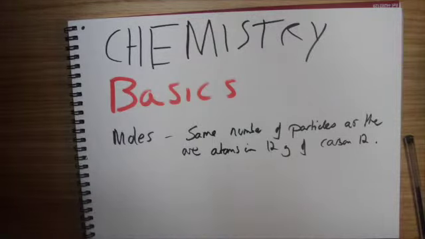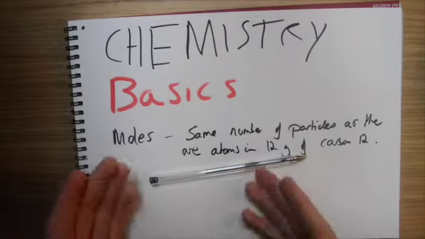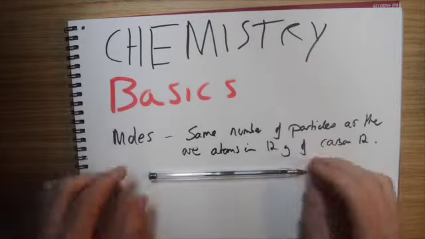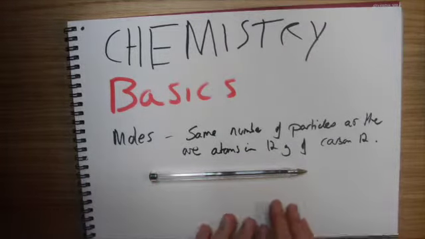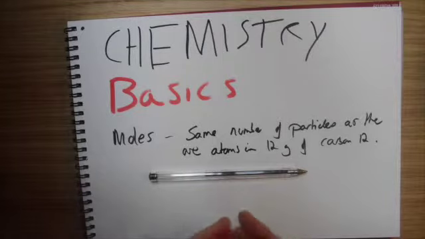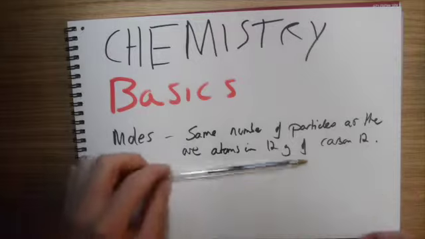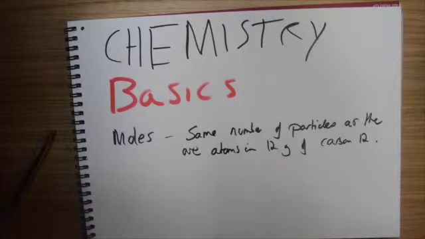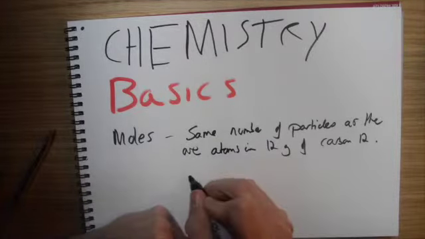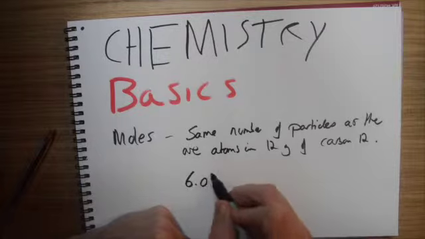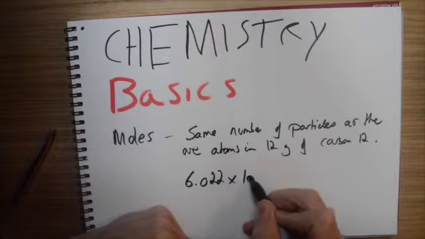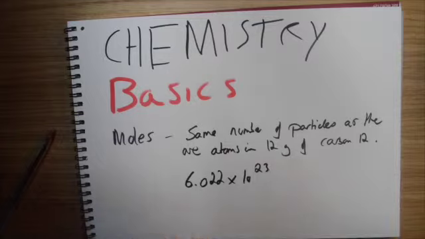Say if you have a mole of pens, like this, a biro. A mole of pens is going to equal the same number of atoms as there are in 12 grams of carbon-12. But what is this number? Well, it's a very, very, very large number, 6.022 times 10 to the 23, also known as Avogadro's constant, after the guy who came up with this figure.